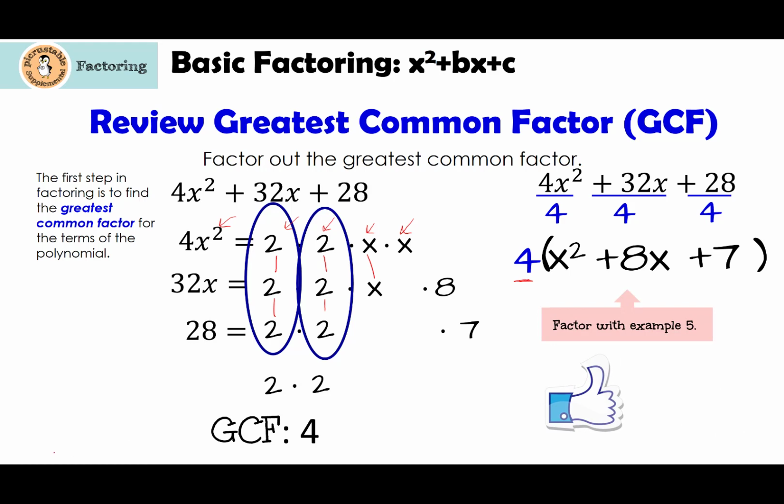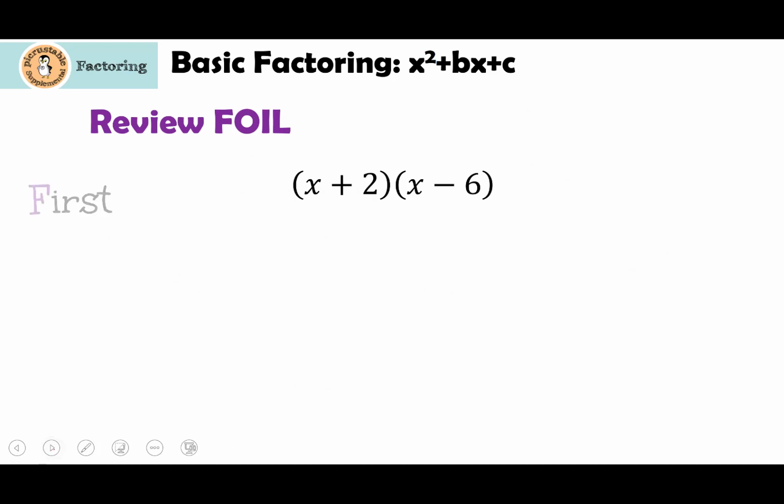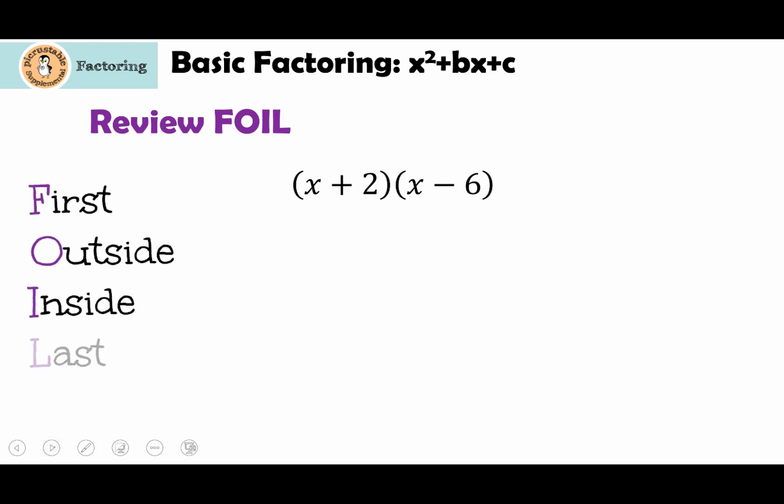Our next step is to review FOIL. So hopefully you remember that FOIL is first, outside, inside, last. Let's get started. I'm going to multiply the first terms together. So I'm going to have x times x. Then I'm going to multiply the outside terms, which is x times negative 6. I'm going to multiply the inside terms, which is 2 times x. And finally, the last terms, 2 times negative 6.